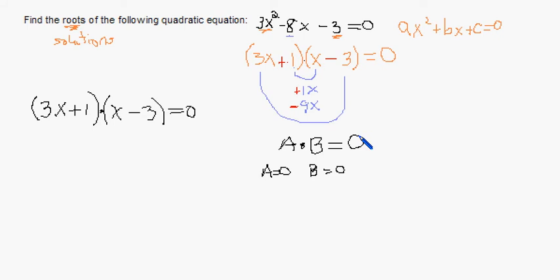One of those two, so that the answer is 0. But now remember, it could be both also. Both could be equal to 0. So the idea is the same here.